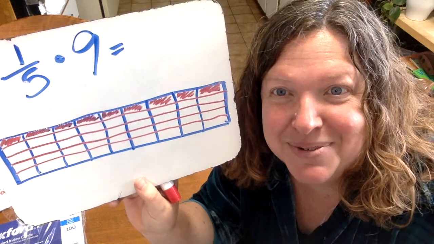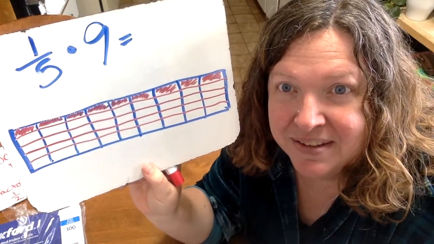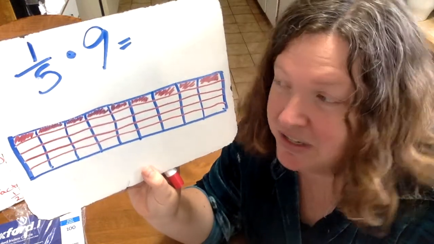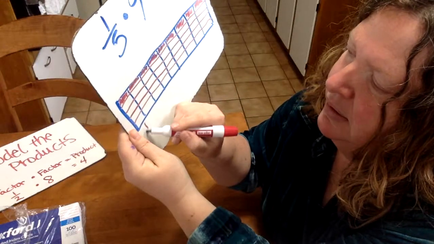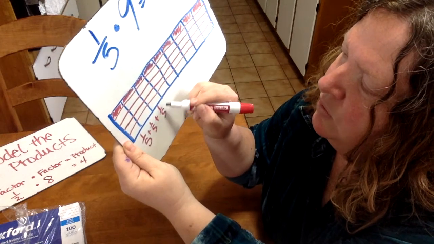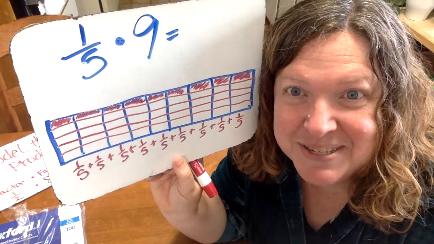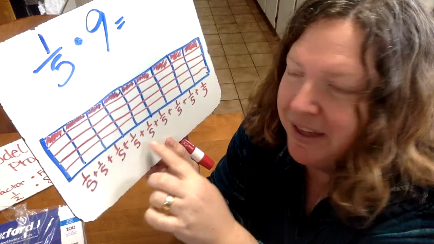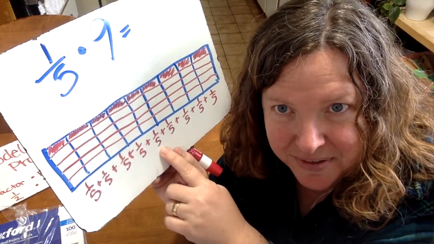How do we find what the answer is? Well, we need to add them up. Or we could multiply. But remember, multiplication is repeated addition. So this is 1/5 plus 1/5 plus 1/5. Keep going. All right, look at all those 1/5s. Okay, when we add them all up, each time we add 5 up, something happens. What happens when we add 5 of them up?